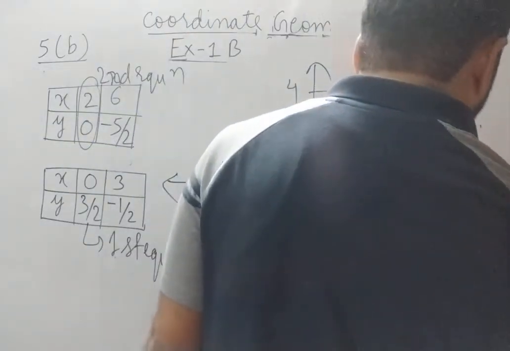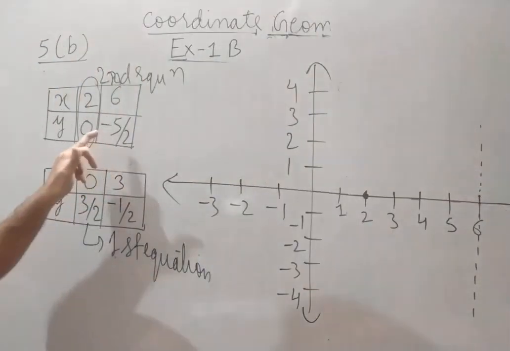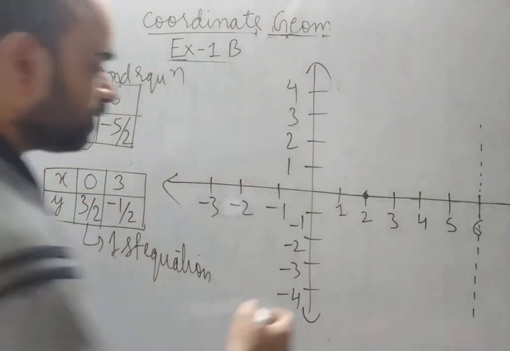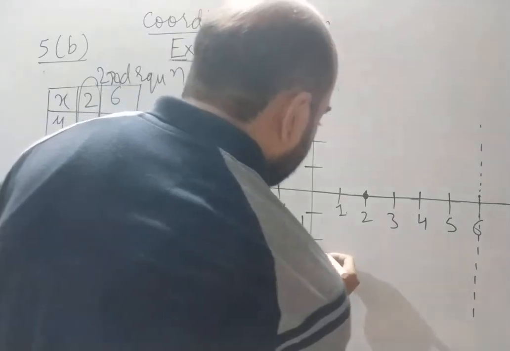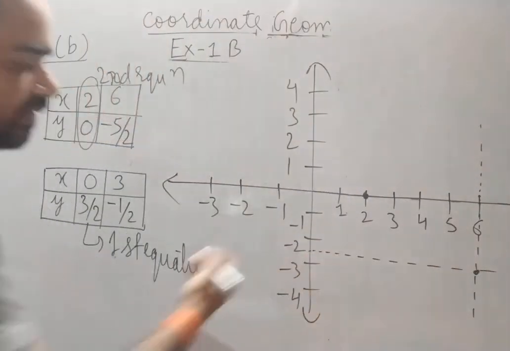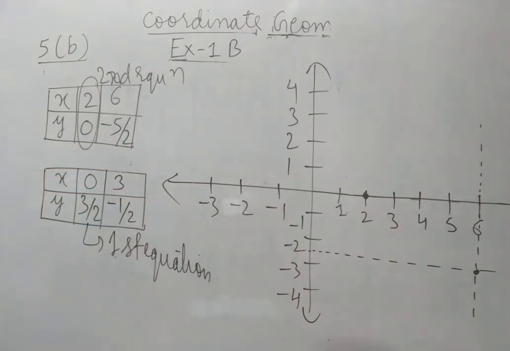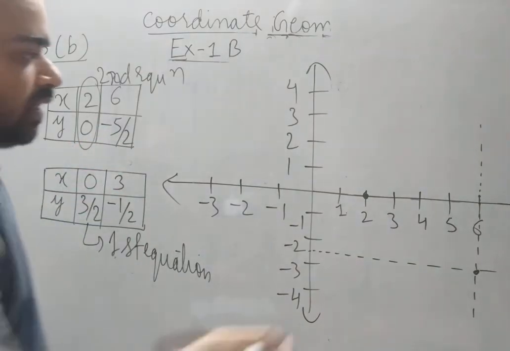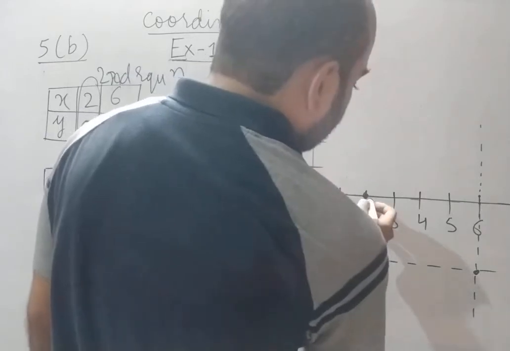So 6, comma, minus 5 by 2. Minus 5 by 2 means minus 2.5. So minus 2.5 means this point. Correct? Between minus 2 and minus 3, minus 5 by 2 means minus 2.5. Now join these 2 points. This will give the line.